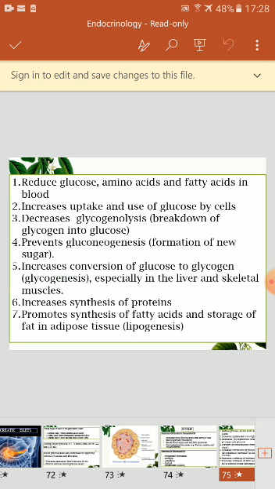It increases the conversion of glucose to glycogen, meaning glycogenesis, especially in the liver and skeletal muscle. This conversion of glucose to glycogen is held in the liver and especially the skeletal muscles. And the most important function of insulin, it increases the synthesis of protein, as well as it promotes the synthesis of fatty acid and storage of fat in the adipose tissue, known as lipogenesis.